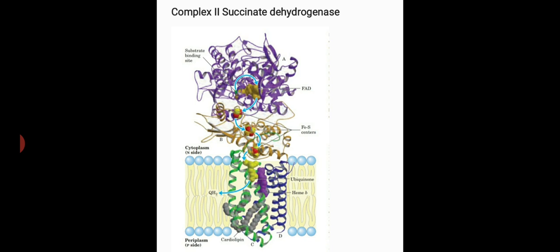These 2 electrons are first transferred to FAD and then to the iron sulfur center of complex 2 and finally to coenzyme Q. Complex 2 does not pump protons during the transport of electrons across the inner mitochondrial membrane, unlike complex 1.